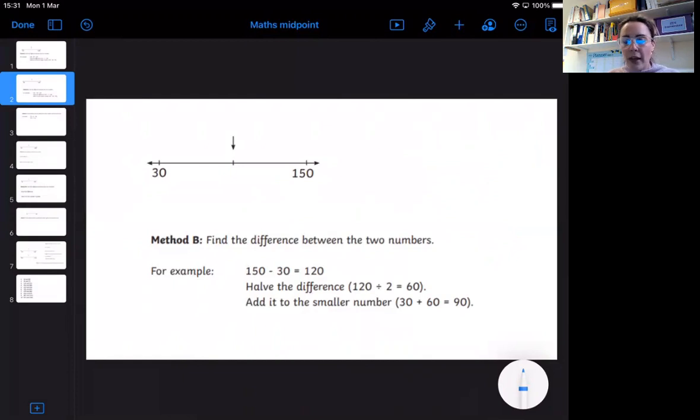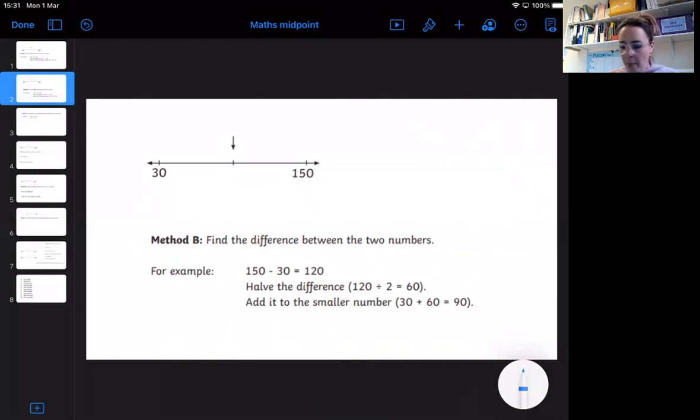You're going to half that difference again, 120 divided by 2. Just like I showed you before, you can work with the hundreds, half them, divide it by 2. Then you can work with the tens, then any ones if there are any. Then you're going to add that to the smaller number. So rather than taking it away from the larger number, like we did in method A, you are going to add it to the smaller number.